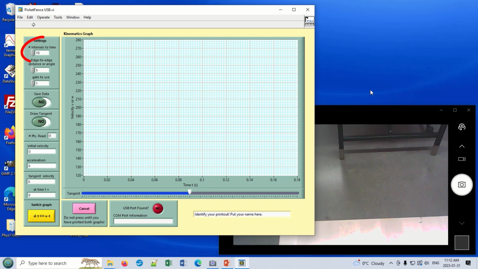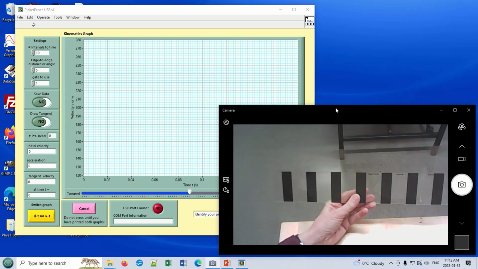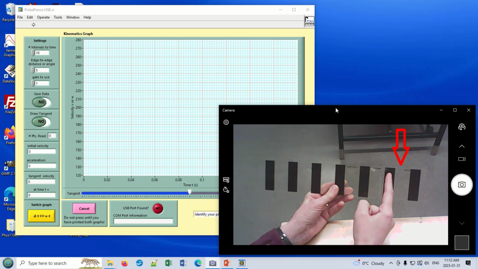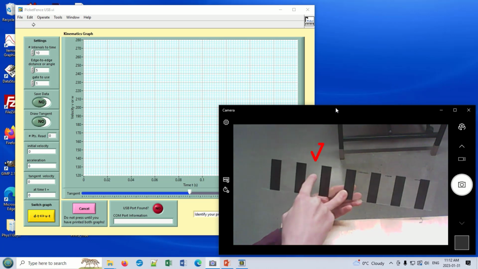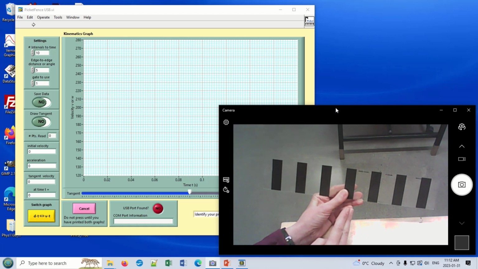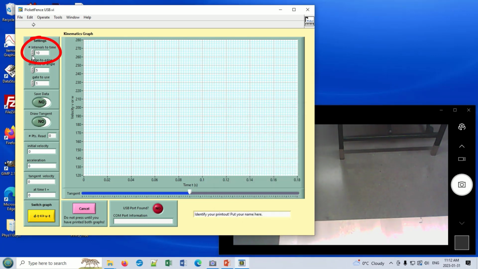Now there's a couple of things that we need to change before we can take data with this program. Up here in the corner, you'll see a setting that says intervals to time. What is that? On your picket fence, the intervals are the spaces between the black lines, so one interval between two lines. So we want to count up the clear plastic regions between the black lines. 1, 2, 3, 4, 5, 6 intervals on my picket fence. Yours may be different, so do count it up when you get it. But you're counting the clear plastic regions between the black lines. I've got 6 of them, which means I need to change this setting from 10 down to 6.